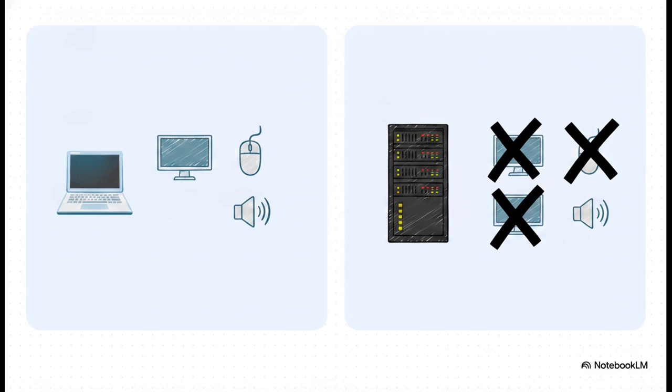high input/output throughput. Because servers are almost always accessed remotely over a network, they usually run in what's called headless mode. No monitor, no mouse, no graphical interface, not even audio. By dropping all those unnecessary features, it saves precious system resources that can be dedicated entirely to serving data to users like you and me.